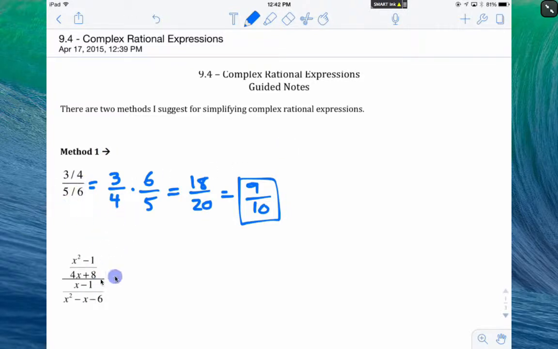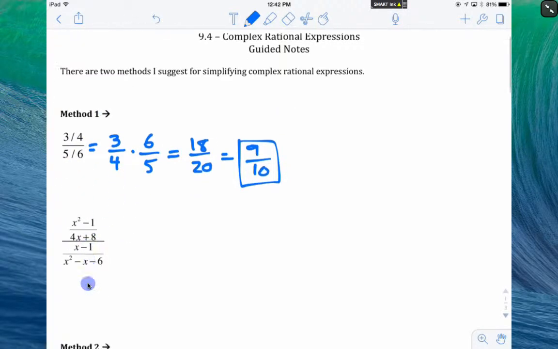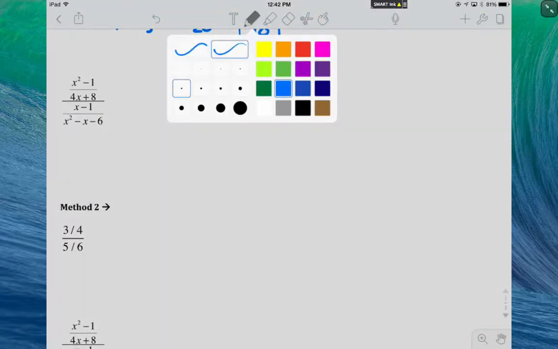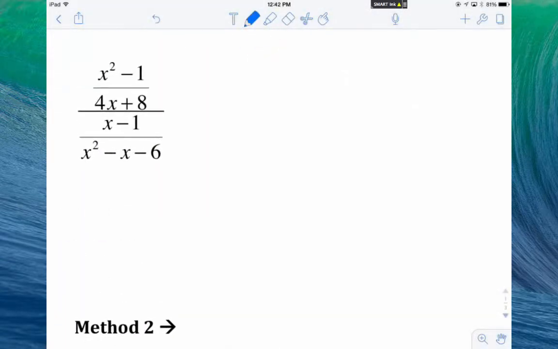All right, so let's talk about this now with regard to a rational expression. Here it's no difference. We've got one fraction being divided by another fraction. And so we're just going to treat it like a regular division problem. We're going to multiply by the reciprocal instead. Of course, the first thing I would suggest doing is factoring everything. So our top numerator is x plus 1 times x minus 1, and our top denominator would be 4 times the quantity of x plus 2.